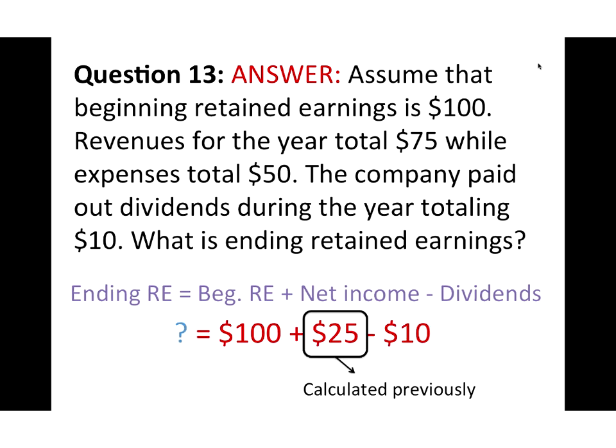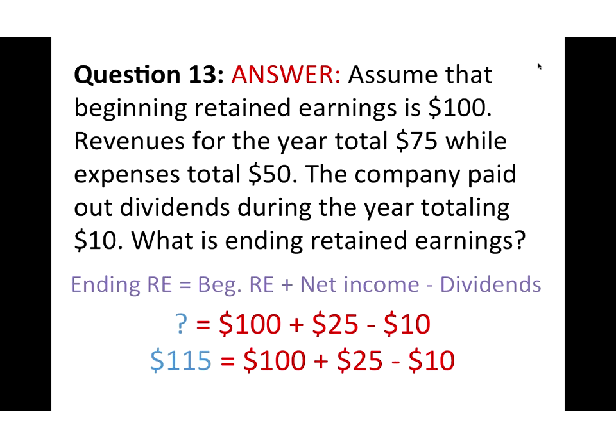Okay, so your beginning retained earnings is $100. Your net income is $25. We just did it. That's your revenues minus your expenses, minus your dividends of $10, which gives you the $115.